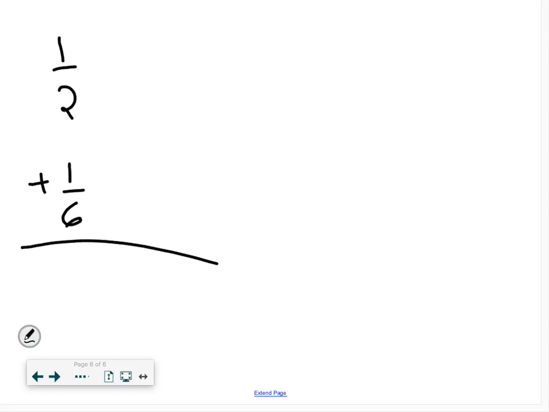Again, these are unlike fractions. I have a half of something and a 1/6 of something. They're 2 different things. I cannot add them together. I need to find something they have in common. When I'm looking at things they have in common, I'm noticing that if I skip count by 2s and skip count by 6s, I'm already noticing that I have 2 things that they have in common, the number 6. So that is their least common multiple.